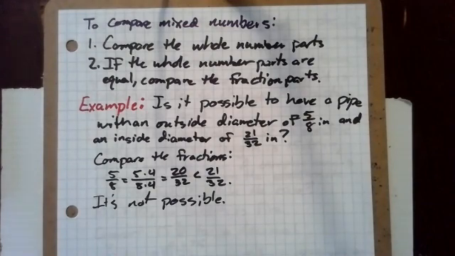So we compare the fractions. 32 is 8 times 4, so we multiply our numerator and denominator by 4 and get 20/32, which is less than 21/32. So it's not possible to have the pipe that this is discussing.